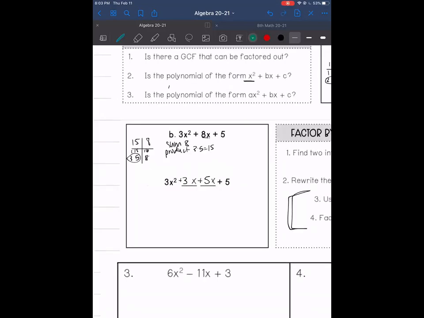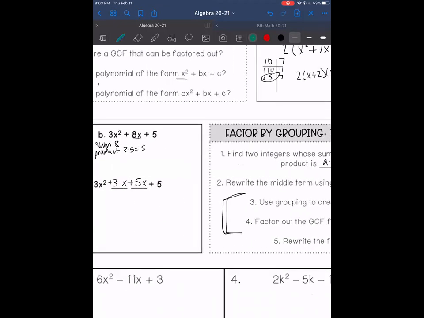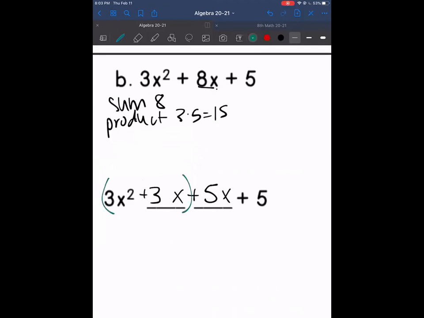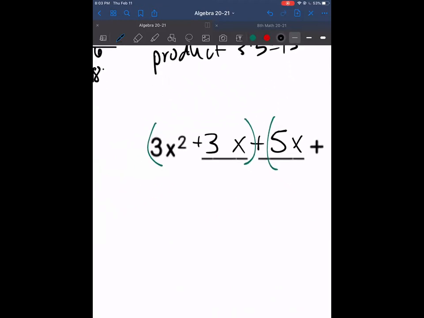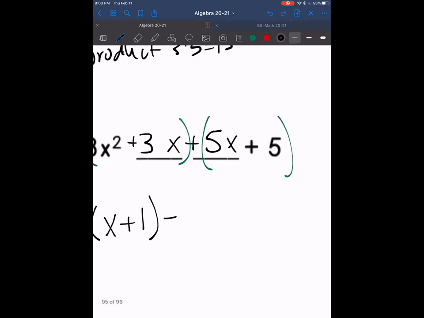So our next step, that's step 2. Step 3 is using grouping to create two pairs. So I'm going to look at this pair and this pair. What's the greatest common factor between 3x squared plus 3x? Well, I know I can get a 3 out and an x out. So I'm going to divide both of those by 3x. Well, 3x squared divided by 3x is x, and 3x divided by 3x is 1, so x plus 1.